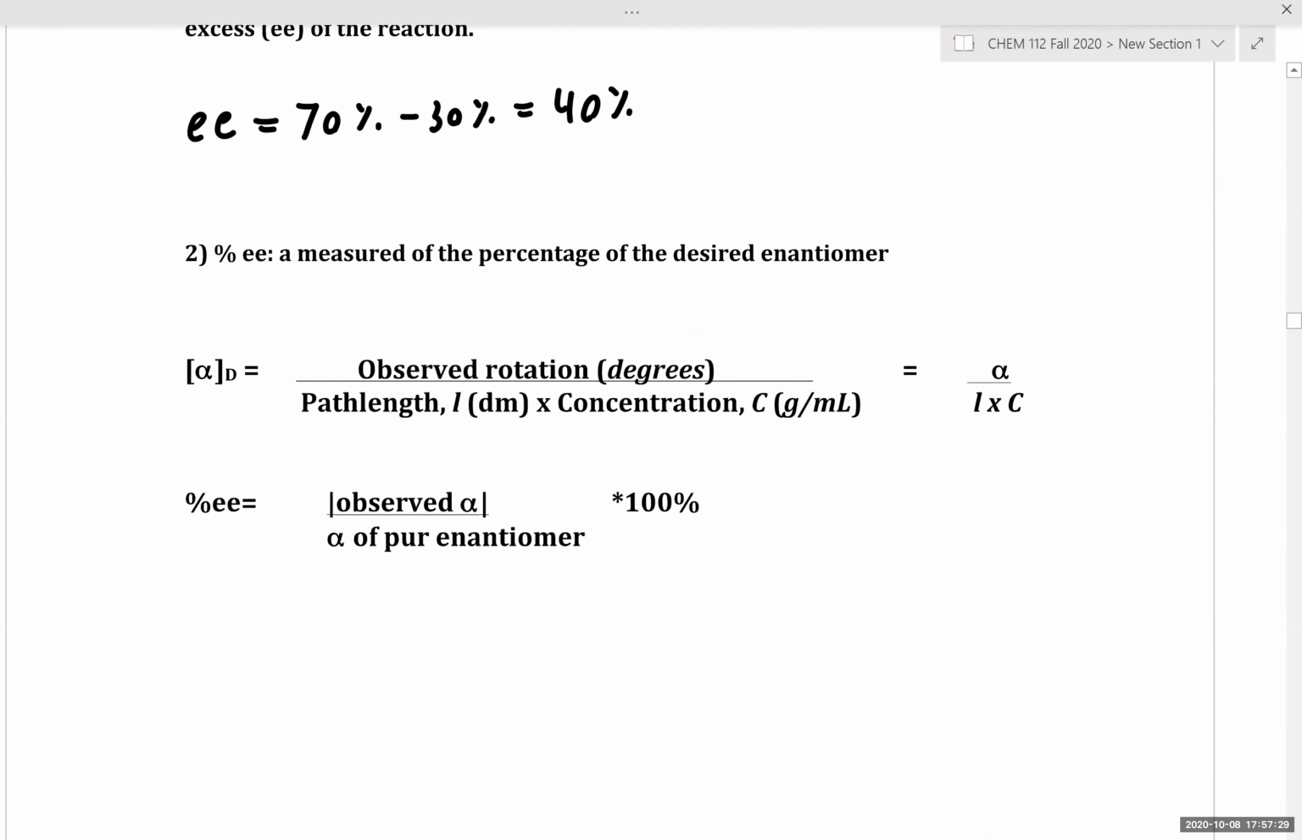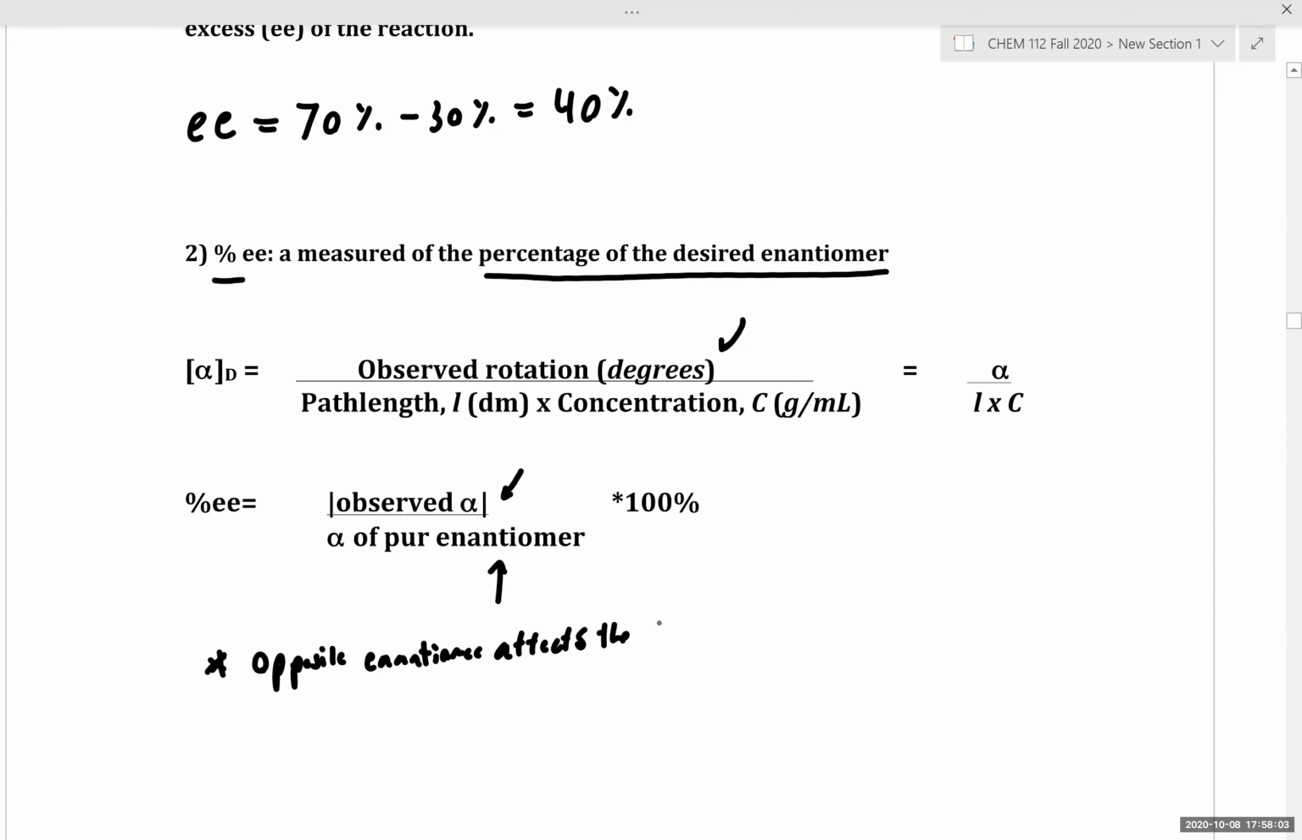Okay, so another way of looking at this is we can look at percent EE, which is less common, and it's a measure of the percentage of the desired enantiomer. It's defined as the observed rotation for your sample over the optical rotation of the pure enantiomer. Now, the main reason I don't personally like percent EE is that the opposite enantiomer affects the observed mixture optical rotation. So these are the two ways we can measure the amount of each enantiomer and report the amount of each enantiomer in solution or in a mixture.